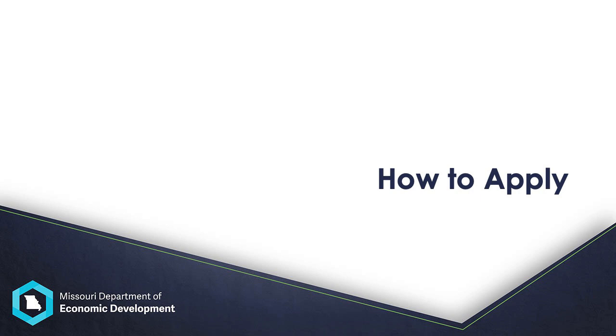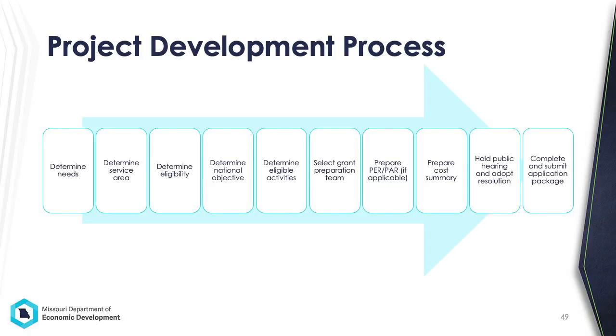Moving on to the actual project development process. We've laid out this process linearly for ease of understanding the material, but you may be completing some of these steps simultaneously. During the first few steps, the applicant typically works with the CDBG development team to ensure the project is suitable for CDBG funding. Our development team will discuss the preliminary service area, eligibility, and national objective with the applicant before a grant writer is selected. After a grant writer is selected, the applicant and grant writer will work together to build out those preliminary determinations for application submission.